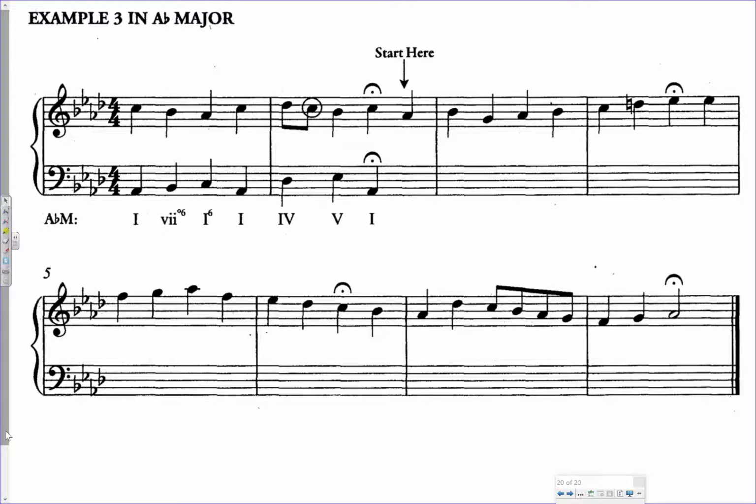Hi AP. Okay, in today's video we are going to work another example of free response question number 7 on part 2 of the AP theory exam. This is an example in A flat major. You're basically going to be on your own here.